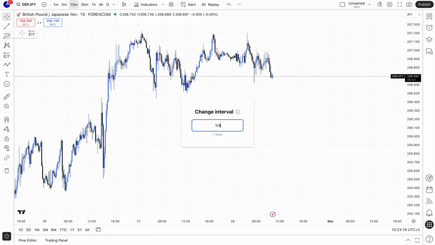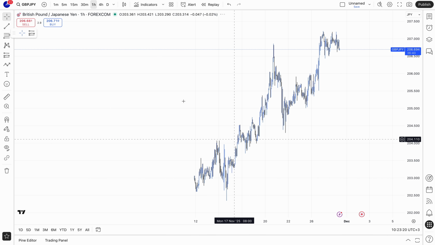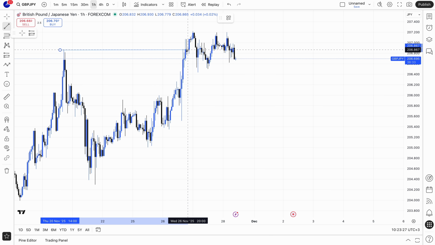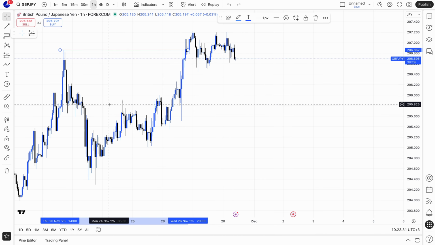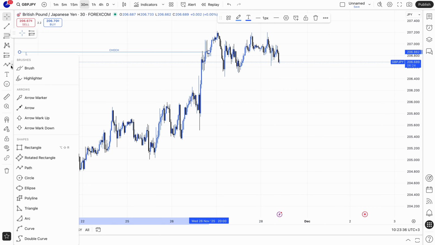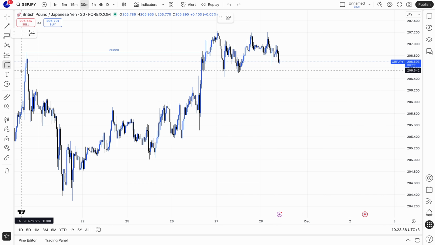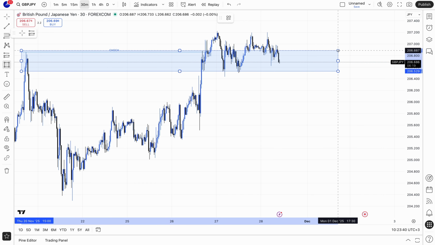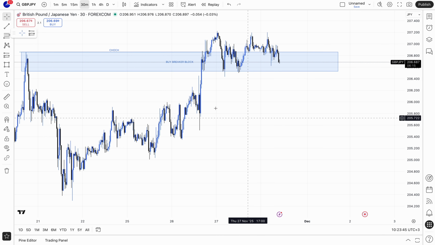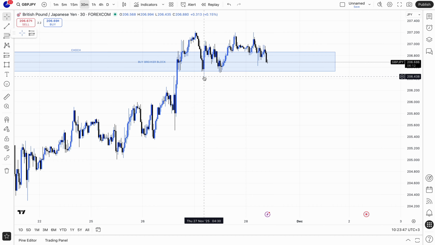Then for GJ, you can clearly see here we have our break of structure to the upside. Then if you come here on 30 minutes, we have our untouched breaker block, which is here, still on. Buy order block, buy breaker block. And here we had our first tap, then you had our second tap.